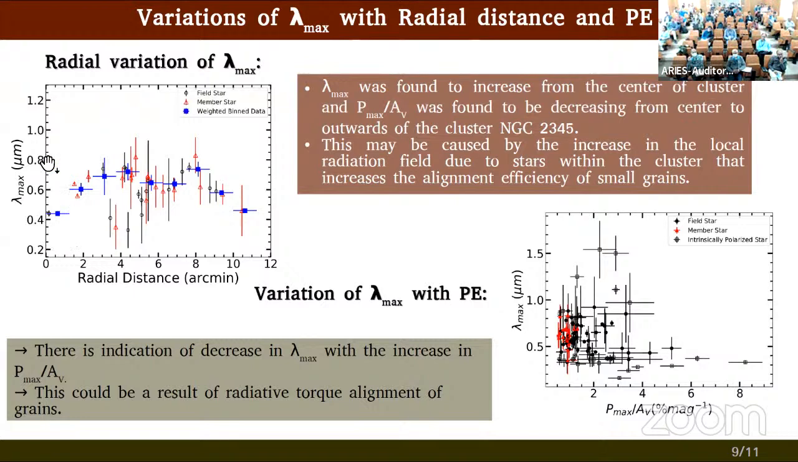The value of lambda max shows the size of the aligned grains. And here is the variation of lambda max with polarizing efficiency. If we exclude the intrinsically polarized stars, then we have found that with the increase in alignment efficiency or polarizing efficiency, the lambda max decreases. This would be because if alignment efficiency increases, that means the smaller grains also get aligned, so the average size of aligned grains shifts towards the smaller. That's why lambda max decreases. So these are the facts which support that the alignment is due to the radiative torque alignment mechanism.